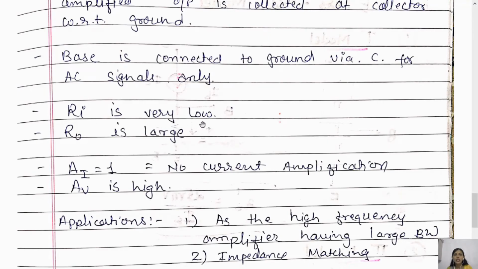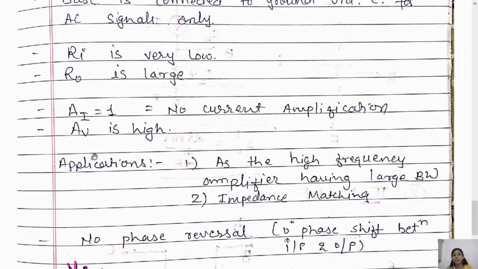Ri is very low and Ro is very large. Ri means input resistance is low and output resistance is large. Ai is equal to 1. This is the most important point. If you compare with the common collector, Ai will be 1 for the common base amplifier, while for the common collector AV is equal to 1. Common collector voltage gain is 1 and for common base current gain is 1. No current amplification we will get, but we will get high voltage gain.